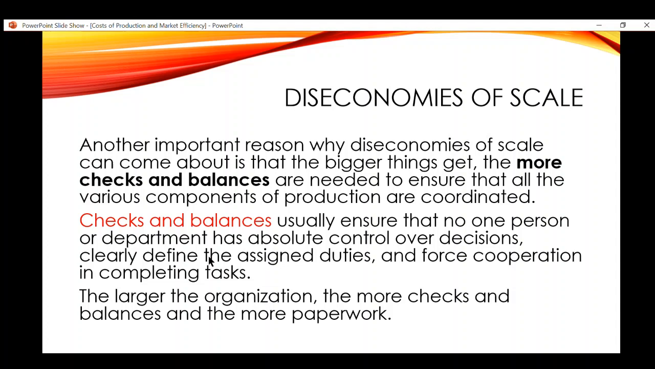Aside from that, we also have these checks and balances, which are needed to ensure that all the various components of production are coordinated. So checks and balances usually ensure that no one person or department has absolute control over decisions, clearly define the assigned duties, and force cooperation in completing tasks. So the larger the organization, there are more checks and balances, and the more the paperwork. So, mas dako ang gasto. Okay? So, that's the last part of our lesson.